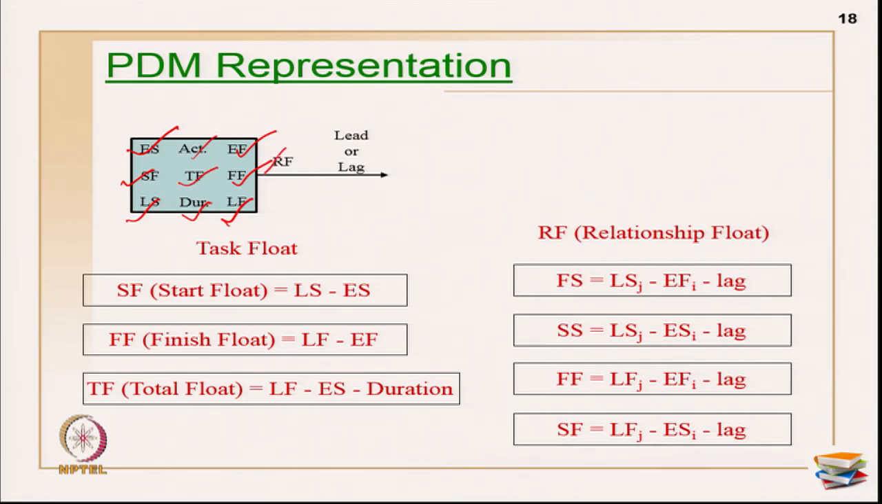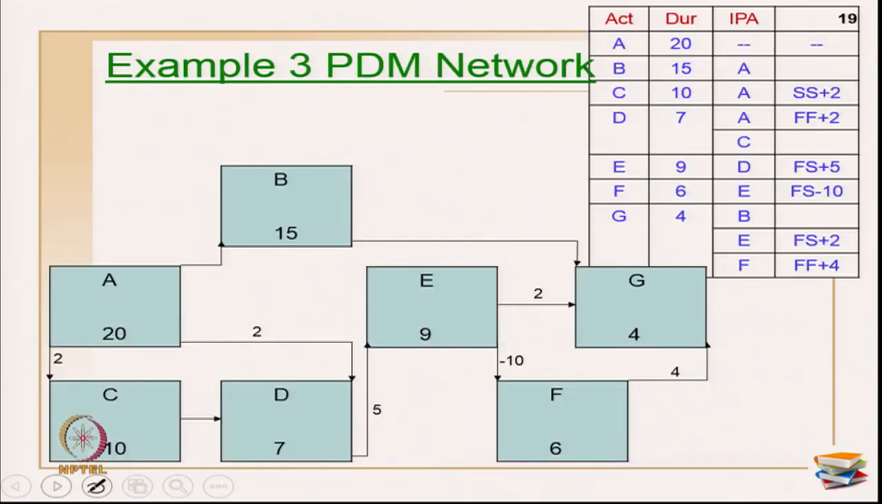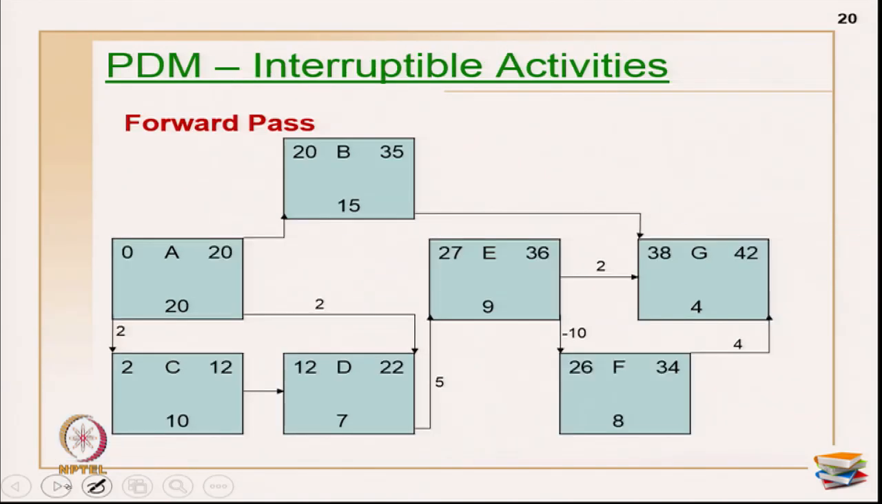The relationship float is generally given by a triangle, because I can also represent my lead or lag on the same arrows. To avoid mismatches, relationship floats are generally written with the triangle symbol, and this is how the representation goes on, and the formulas are also written here, the same formulas. Now, I have taken the same example as explained earlier, the same network.